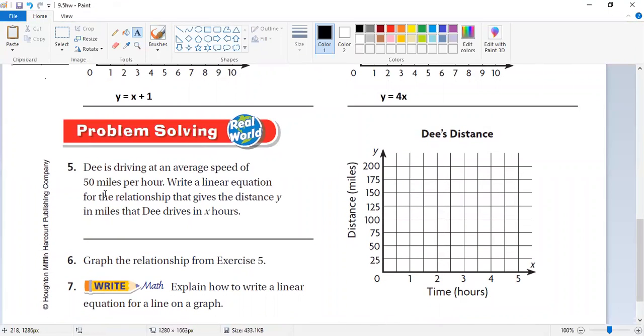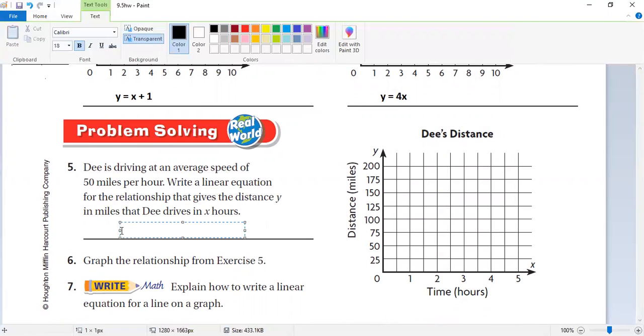Moving on to question number 5. D is driving at an average speed of 50 miles per hour. So in 1 hour, she's driving 50 miles. Write a linear equation for the relationship that gives the distance y in miles that D drives in x hours. So if in 1 hour she's driving 50 miles, in 2 hours, how much will she drive? If in 1 it's 50, in 2 it is 100. In 3 it will be 150. How did we find this out? 50, 100, and 150? Of course, it's multiplied by 50. 50 multiplied by 1, for 1 hour, it's 50. So 50 multiplied by 2, for 2 hours, it'll be 100.